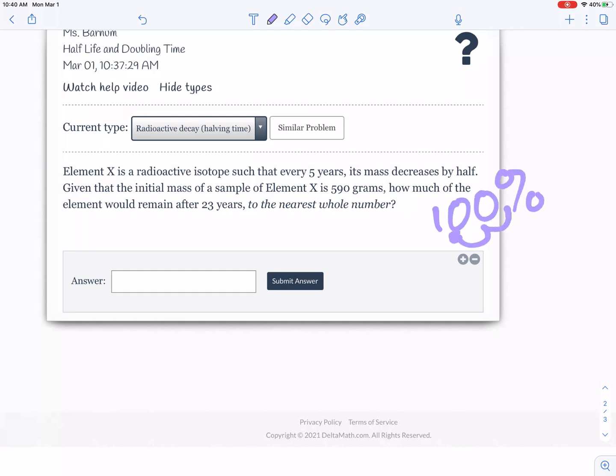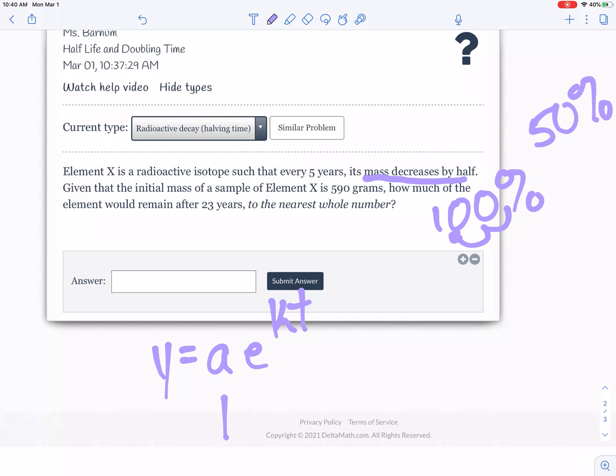decimal is just 1. So if I'm working with the formula y equals ae to the kt, then I know that I start with 100% as my starting value. Then I know that when it says the mass decreases by half, half as a percent is 50%, right? Which as a decimal is 0.5. So that's actually what I'm going to be plugging in for y. I know these aren't exact values.